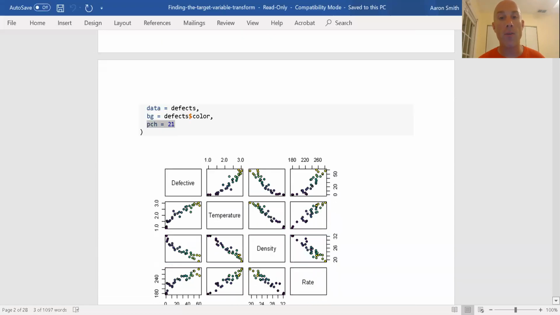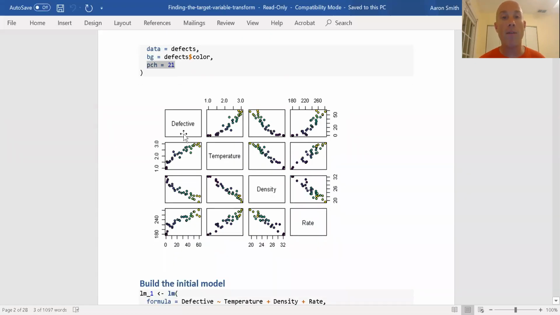When we look at this, we've got defective on our y-axis, and temperature, density, and rate on the x-axis. You can see that there's a curvature, and there's a curvature, and there's a curvature. So a linear regression model with degree 1 terms probably is not going to be the best fit I could possibly get. I also notice that temperature and density look like there's a correlation between them, temperature and rate also, and density and rate also. So I'll want to be mindful of the possibility of overfitting on this model.